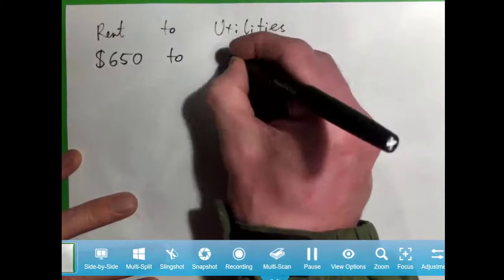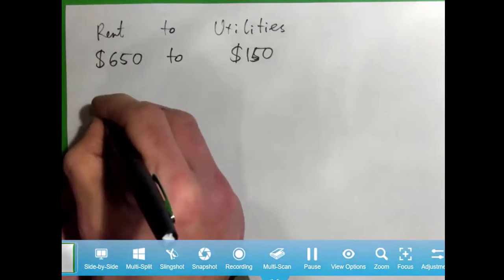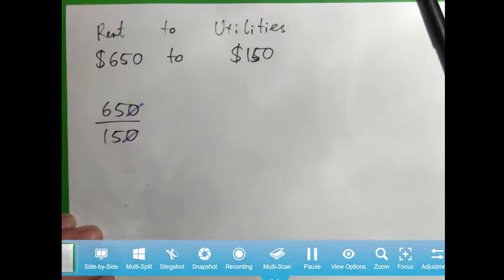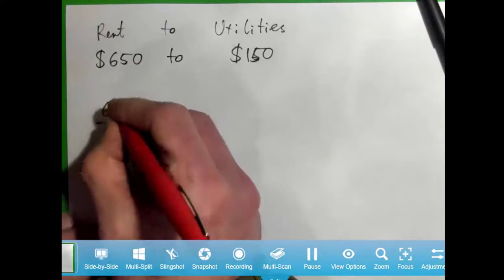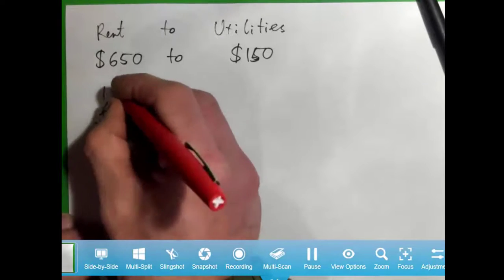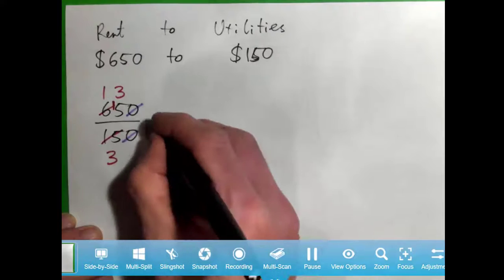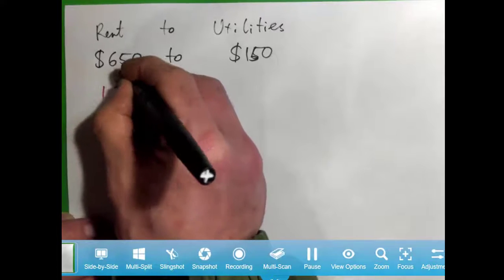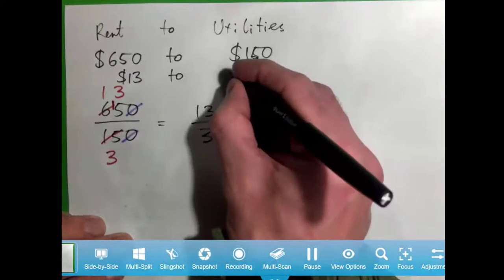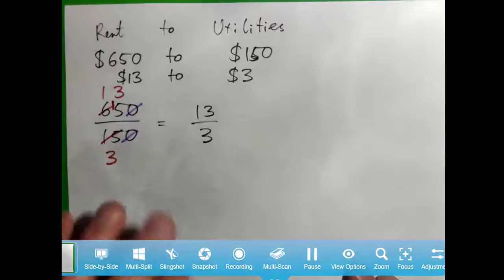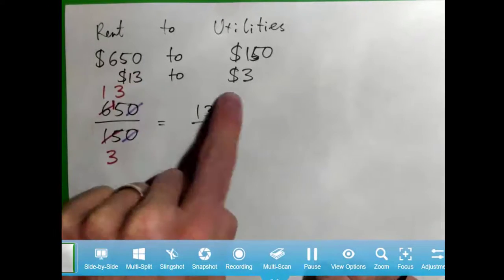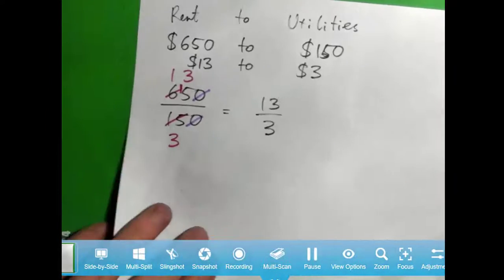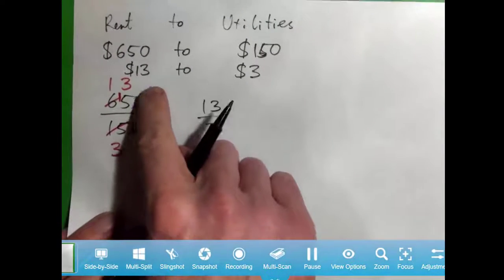So 650 over 150. Cross out the zeros by dividing by 10. 65 over 15. 5 goes into 15 3 times. 5 goes into 6 once, remainder 1. 5 goes into 15 3 times, which is 13 over 3, which means I'm spending every $13 in rent, I am spending $3 in utilities. Perfect. 650 over 150 simplifies to get 13 over 3. Yep. For every $3 in utilities, you're spending 13 on rent.